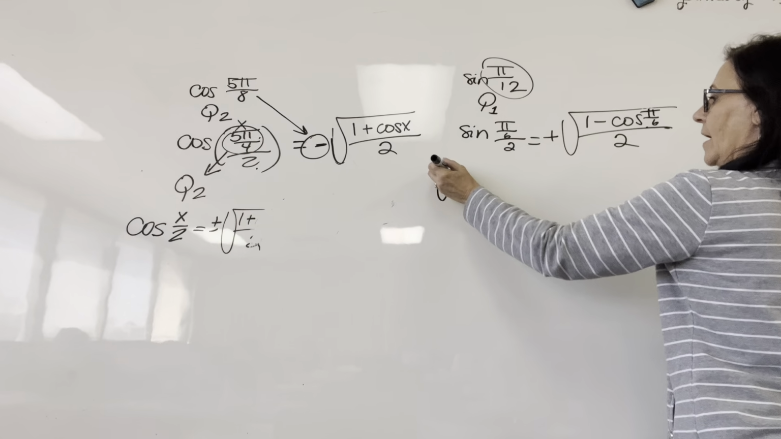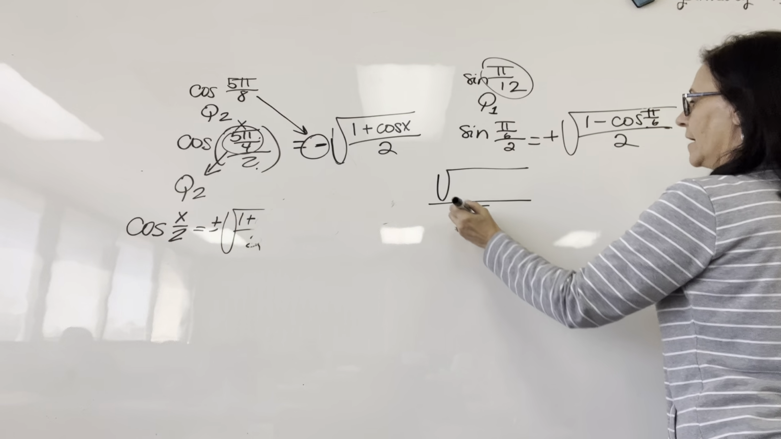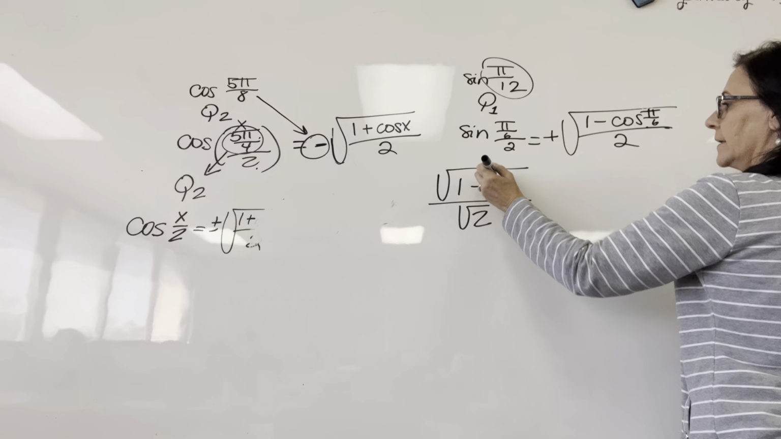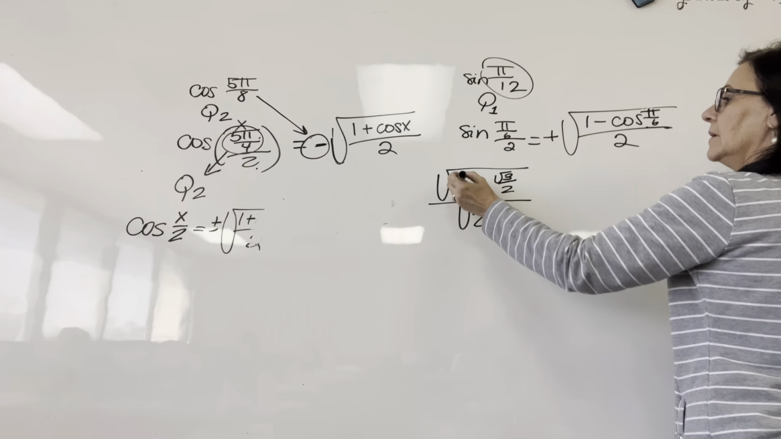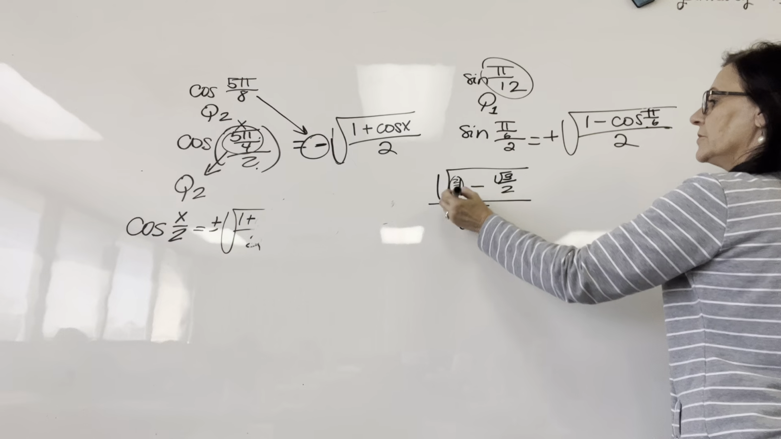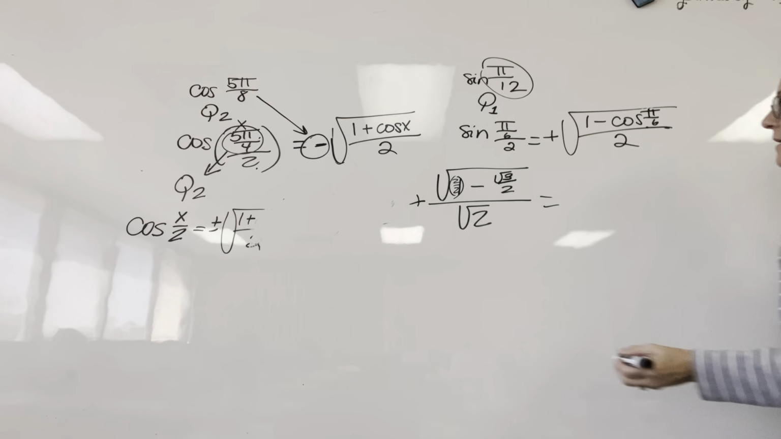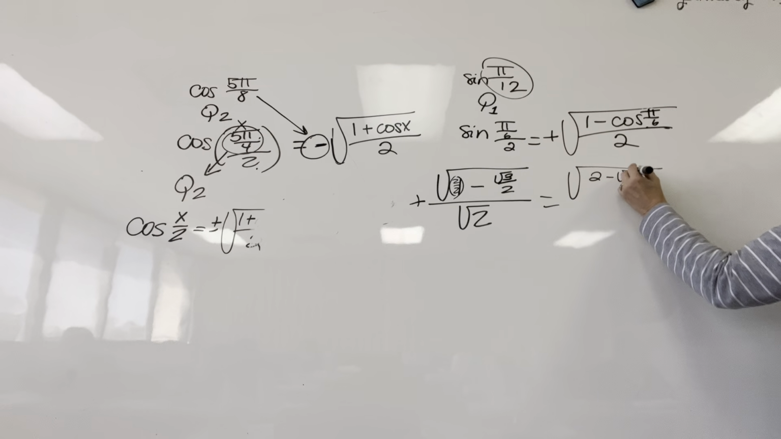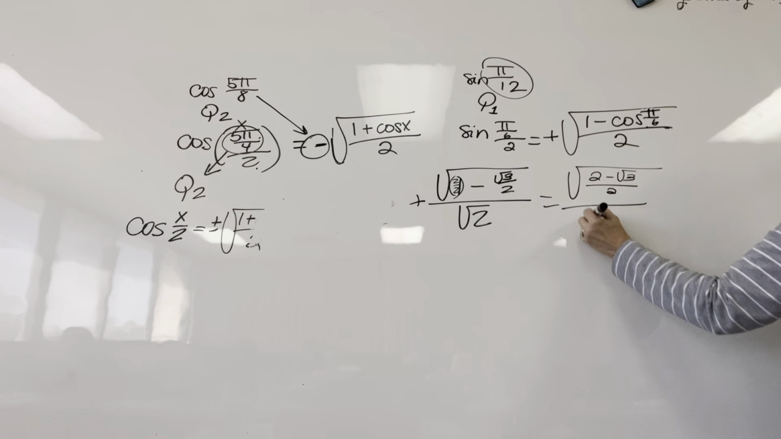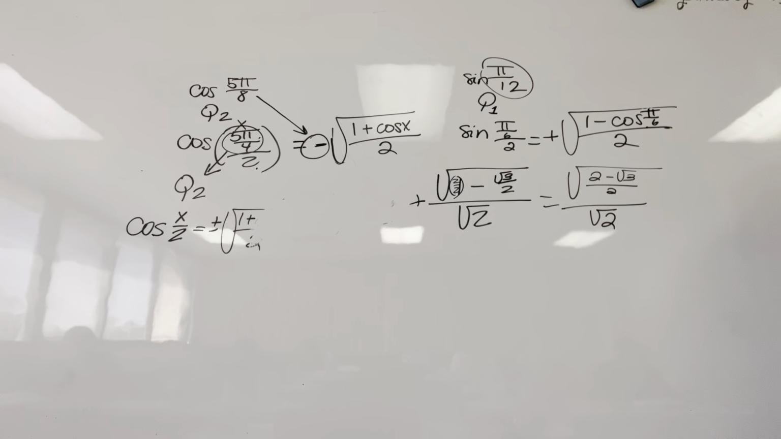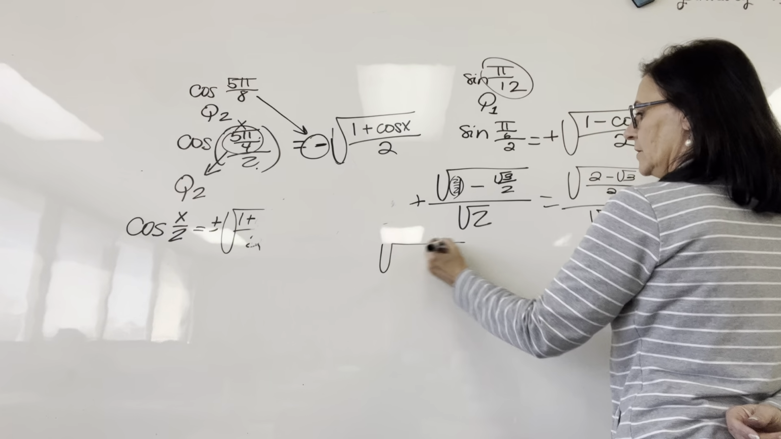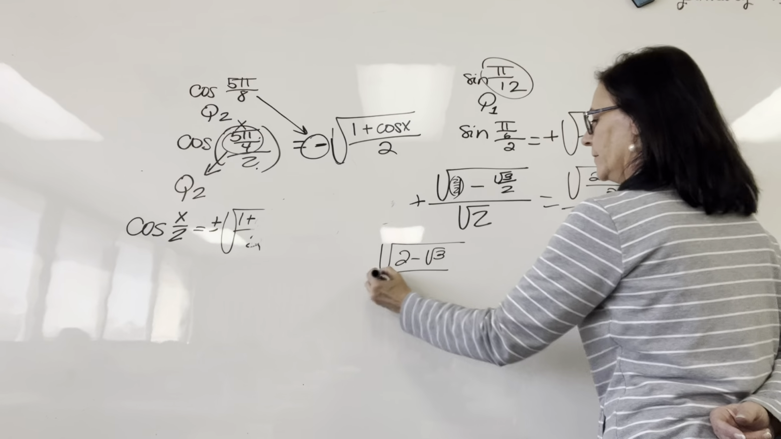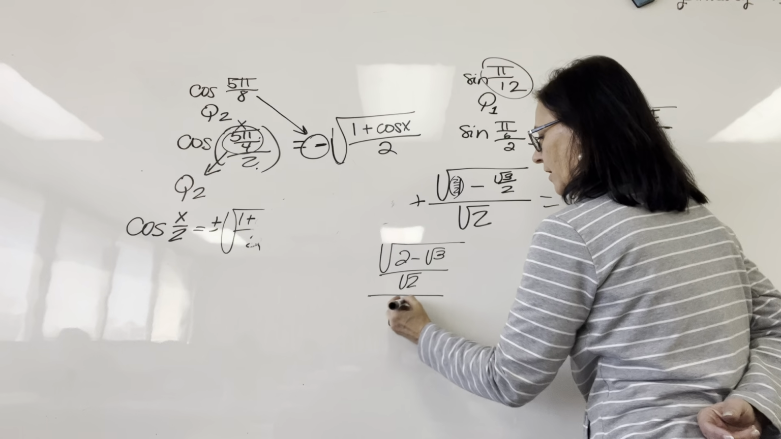All right, so I'm going to make numerator, denominator. That's 1 minus square root of 3 over 2. Common denominator, 2 over 2, right? I remember it's going to be positive. So that's the square root of 2 minus square root of 3 over 2, all over square root of 2. Going to follow the same procedure, split the numerator, all under a radical. We write down here, square root of 2 minus square root of 3 over square root of 2 over square root of 2.